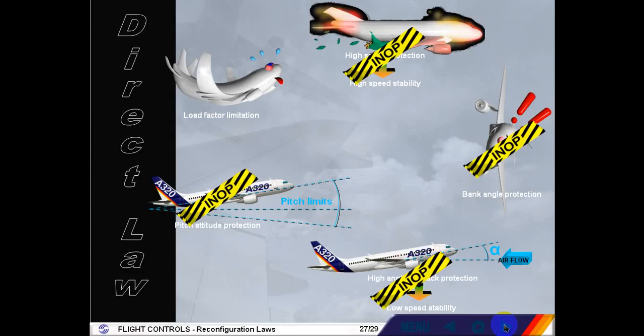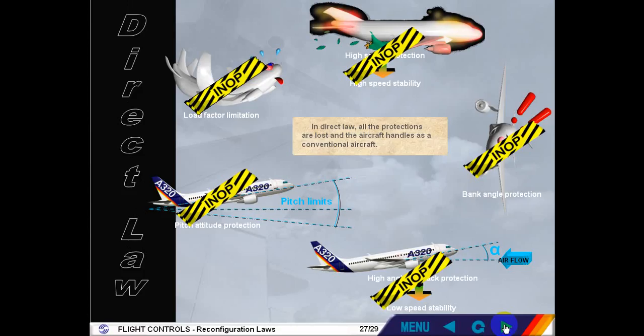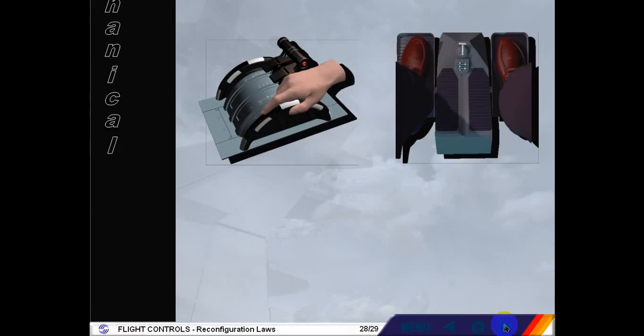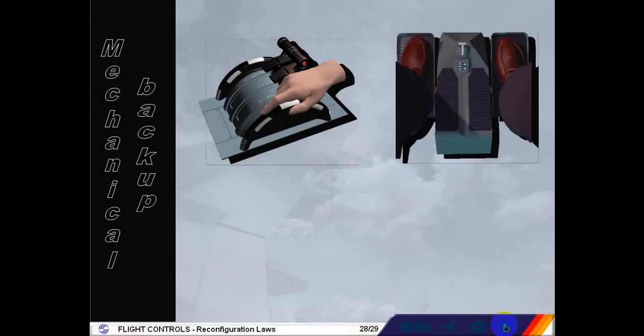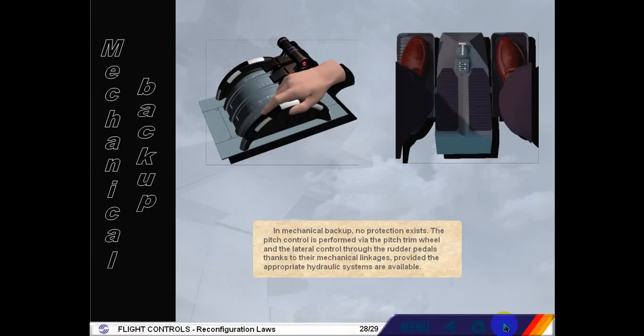In direct law, all the protections are lost, and the aircraft handles as a conventional aircraft. In mechanical backup, no protection exists. The pitch control is performed via the pitch trim wheel and the lateral control through the rudder pedals, thanks to their mechanical linkages, provided the appropriate hydraulic systems are available.